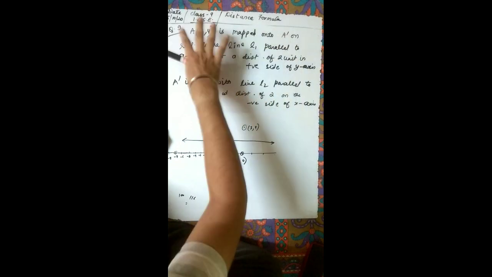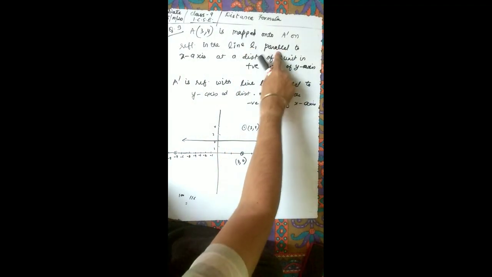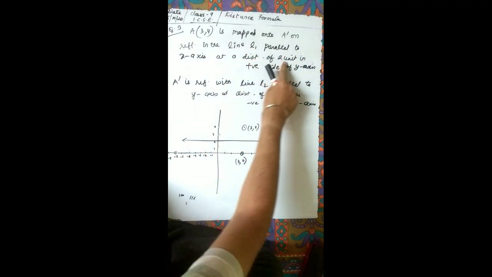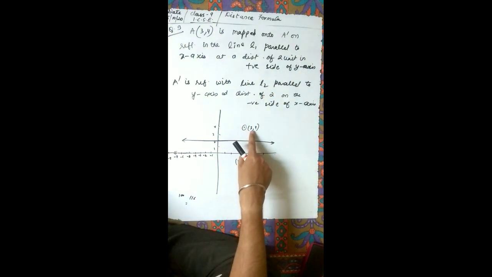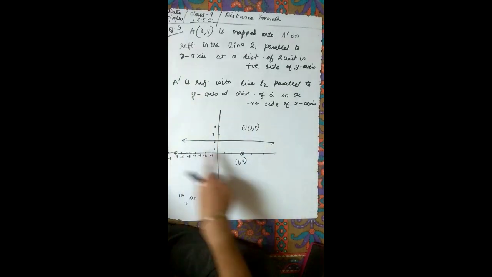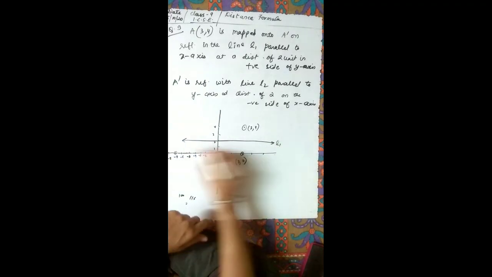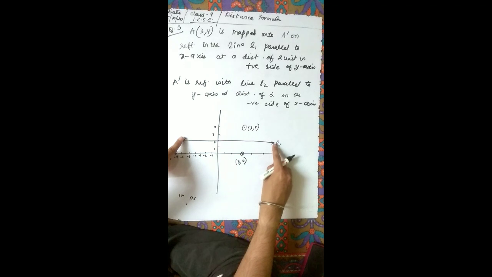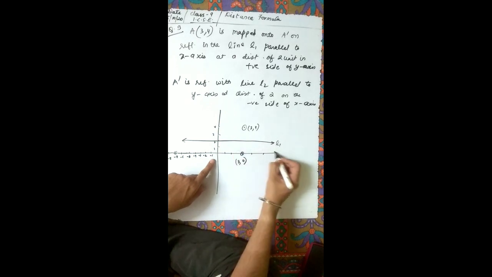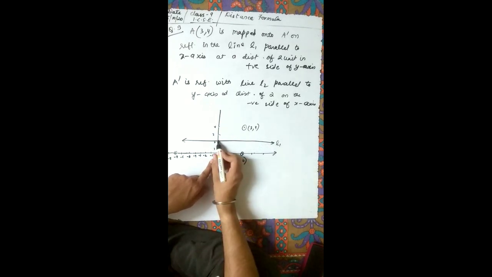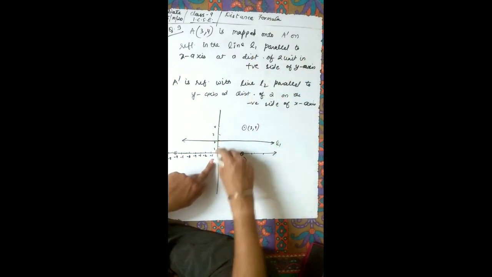And how will you reflect? The given situation is that with respect to line L1, which should be parallel to the x-axis at a distance of 2 units on the positive side of the y-axis. So just see, this is your (3, 4). You have to reflect with respect to this line, and we are calling this line L1. It is parallel to the x-axis, on the positive side of the y-axis at a distance of 2 units. I hope you have understood.